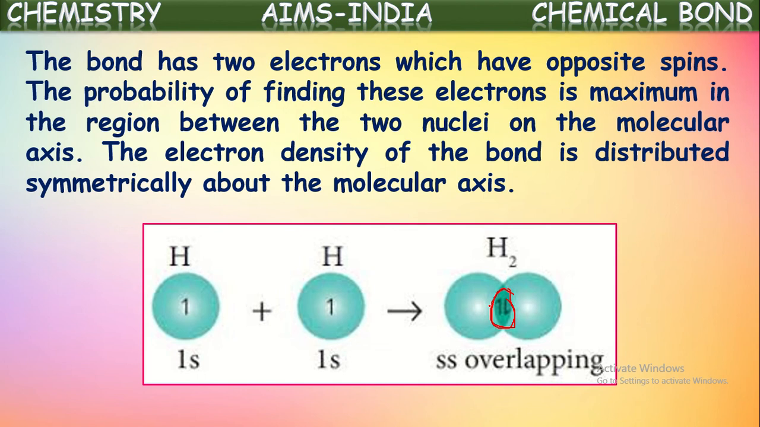Immediately these two single electrons will be paired with opposite spins. One will be with the clockwise spin, the other with the anti-clockwise spin. So the probability of finding these two electrons will be maximum in between these two hydrogen atoms on their axis of nuclei. And hence a sigma bond is formed between these two. Okay, this is called s-s overlapping.